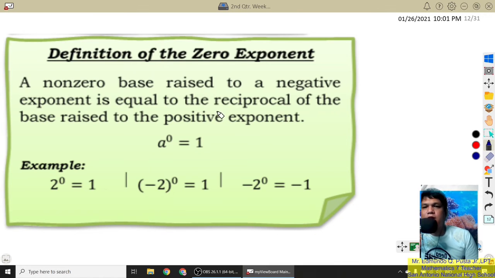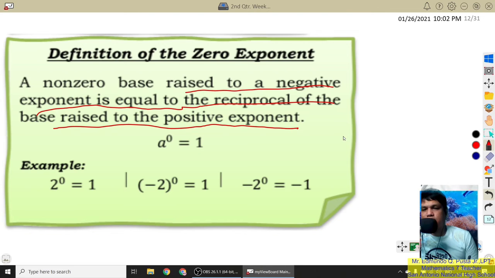The definition of zero exponent. Okay? This only means that any non-zero base raised to a non-negative exponent is equal to the reciprocal of the base raised to the positive exponent. Okay? So, any number raised to 0, ayan, will be equal to 1, such that the base itself is not equal to 0.